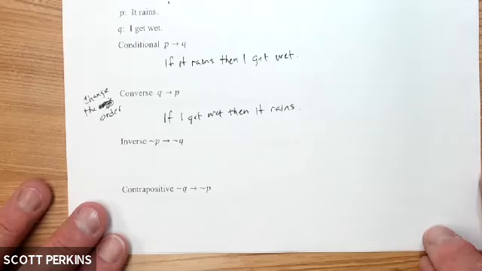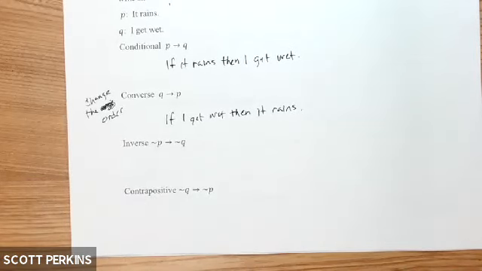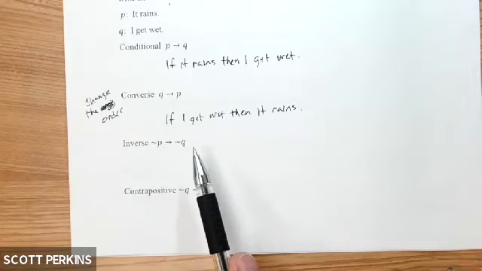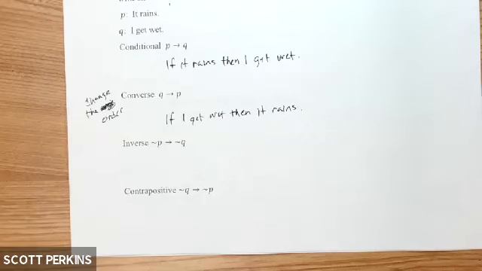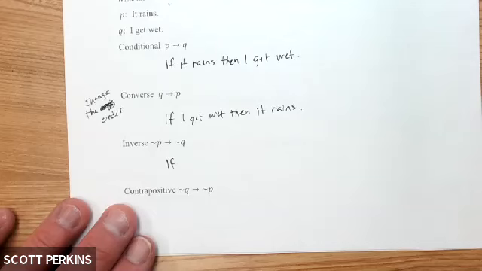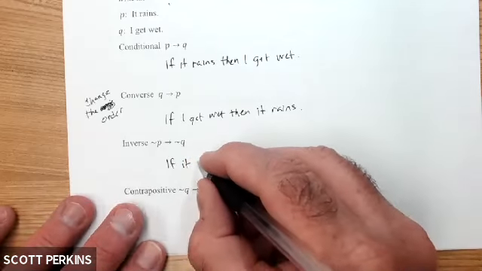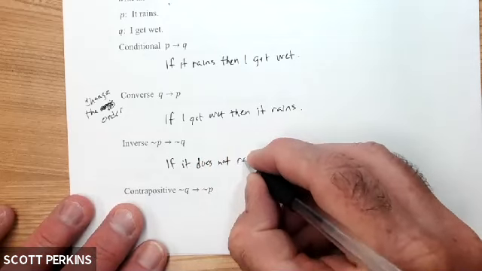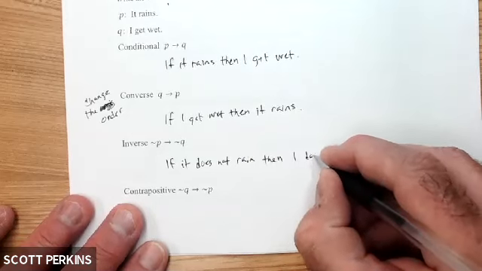Okay, give your best hypothesis to writing the inverse. Notice on the inverse, we take our original conditional statement. We've not changed the order in the inverse. What we've done is we've changed the truth values. So instead of if P, then Q, it's if squiggly P, then squiggly Q. Write that in words, please. So the inverse is if what? If it does not rain, or if it's not raining, yes. Then I don't get wet.